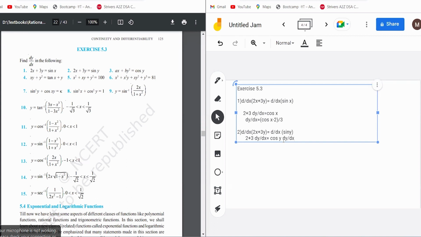Okay. So from here what will we do? Now we will take dy by dx common. We will get dy by dx times cos y minus 3 equal to 2, and from here I can get my dy by dx to be equal to 2 upon cos y minus 3. Simple. Did you understand? I did nothing, I just differentiated both sides, nothing else I have done.